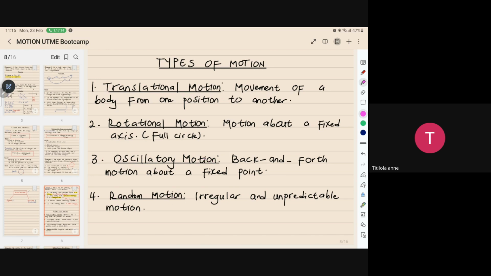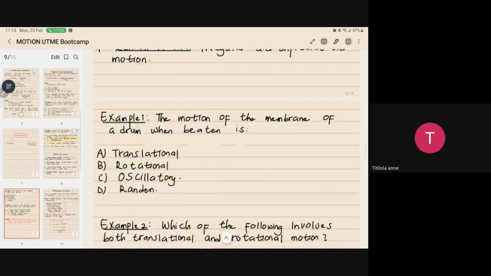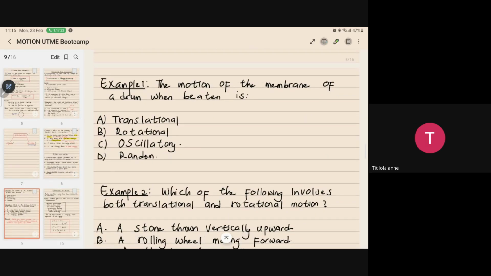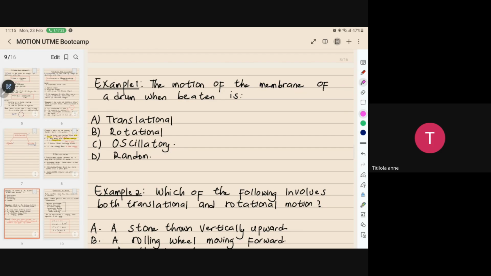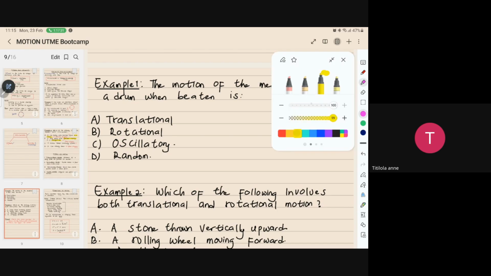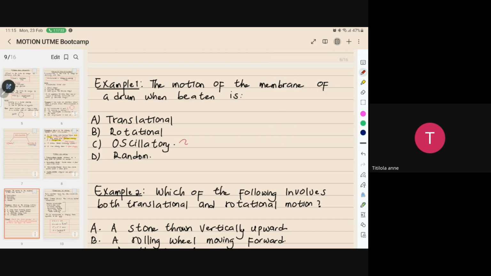The random motion is irregular, just like smoke, right? So take note of this. They can ask questions sometimes. For example, they can ask: the motion of the membrane of a drum when it is beating, as you are beating it, is what kind of motion? Oscillatory motion. It involves back and forth.